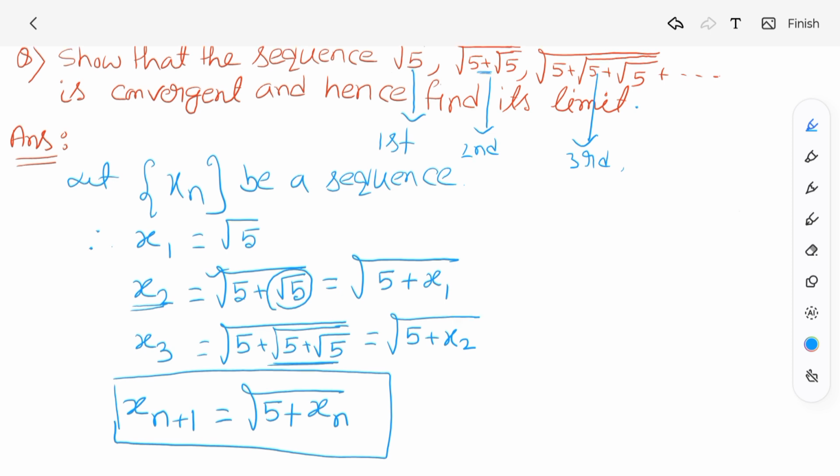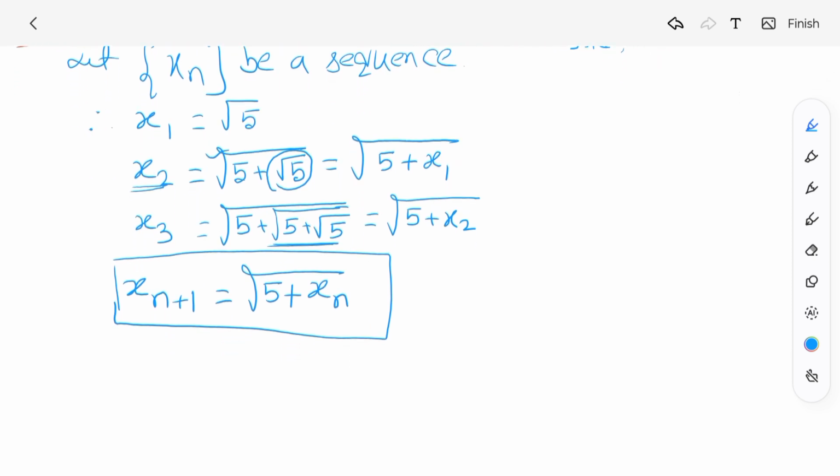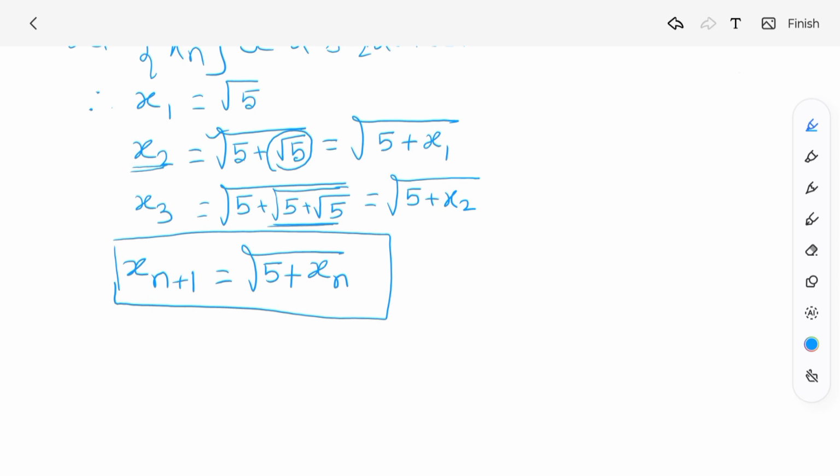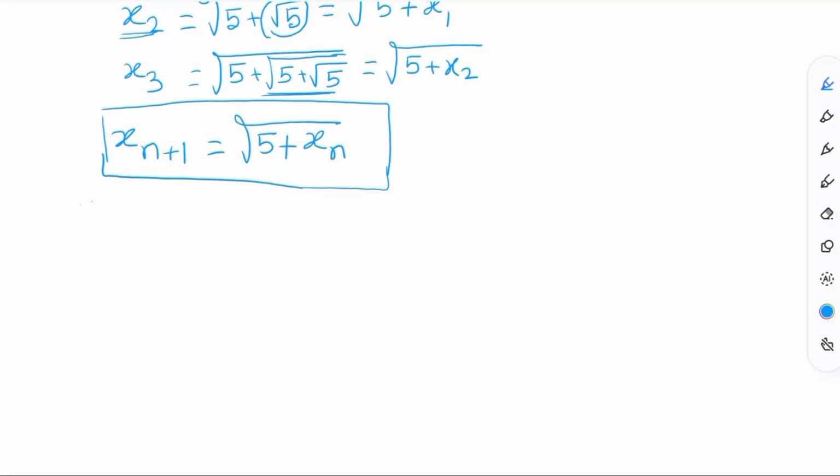Now students, first I will show that the sequence is either increasing or decreasing. How to show? Now students, xn plus 1 equals square root of 5 plus xn for all n belonging to natural numbers. Clear everyone? How to write the nth term and what is the relation between the n plus 1th term and the nth term? Always for any question on sequence, first write the nth term.